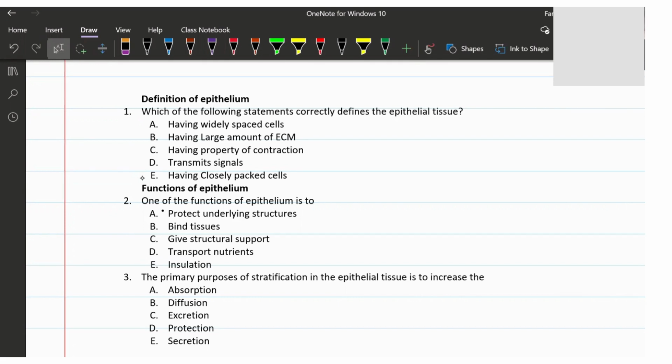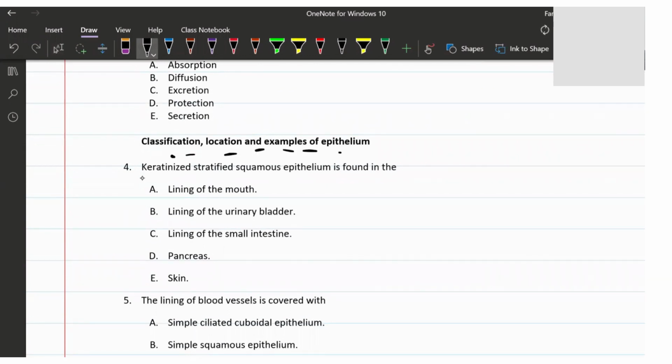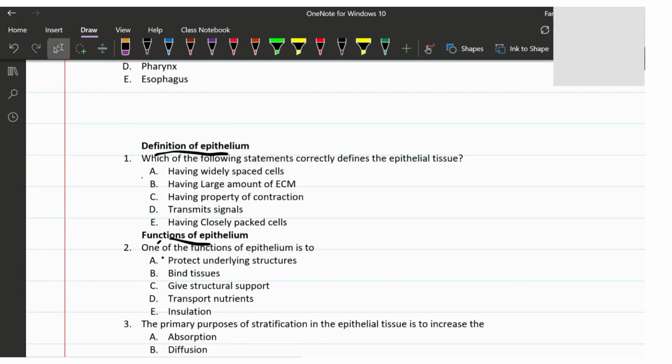Now, we will discuss the epithelial tissue under the headings of the definition of the epithelium, the functions of the epithelium, the classification, location, and examples of epithelium. So, first of all, which of the following statements correctly defines the epithelial tissue? Now you know what is the definition of epithelial tissue. So if you know the correct definition of the epithelial tissue, you can answer the question.